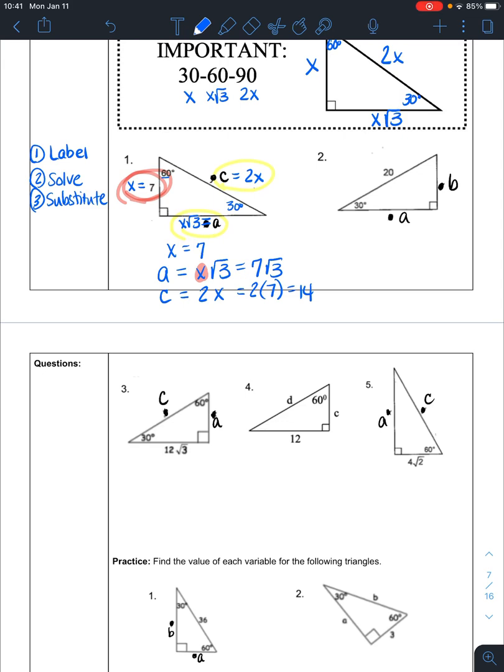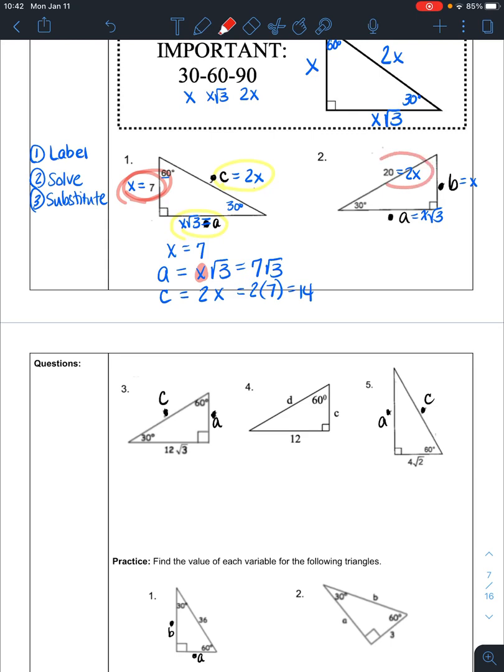So let's practice with this one. So again, it's a 30, 60, 90 triangle. And so I'm going to put my x across from my 30 degrees. I'm going to put my x root 3 across from my 60 degrees. And I'm going to put my 2x across from my 90 degrees, or on my hypotenuse. So then we labeled it, now we solve it.